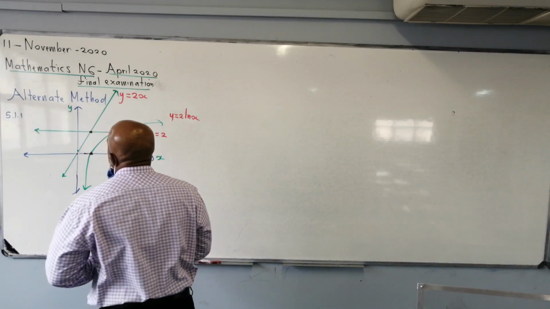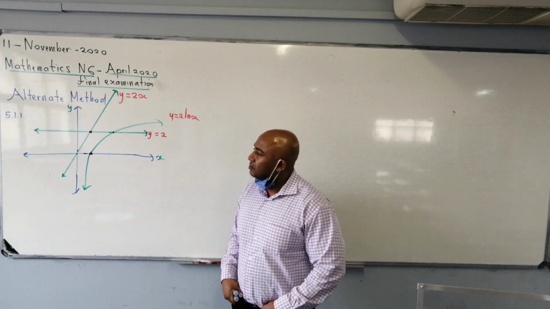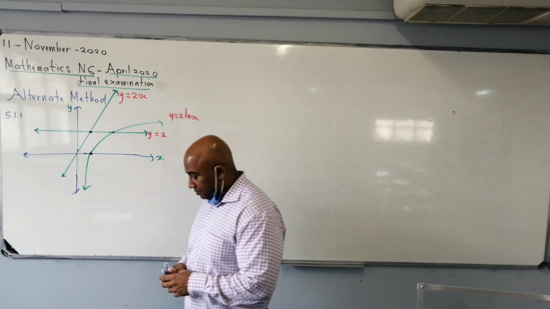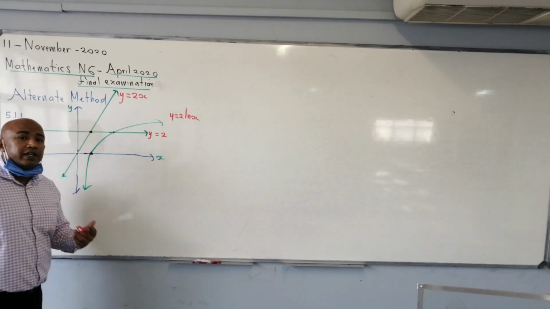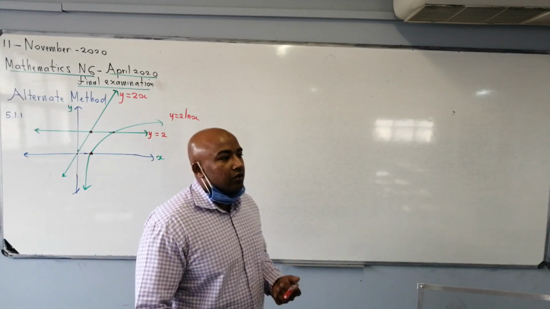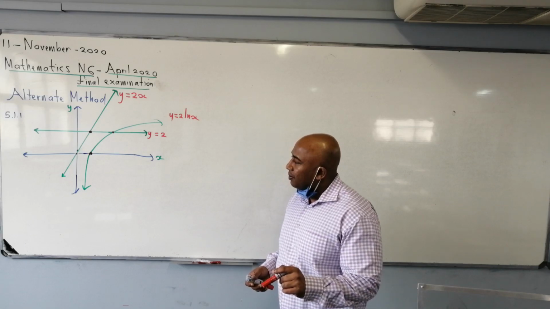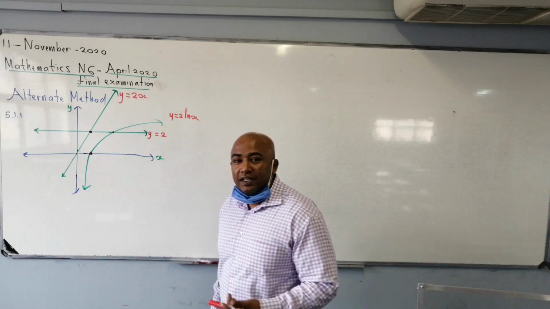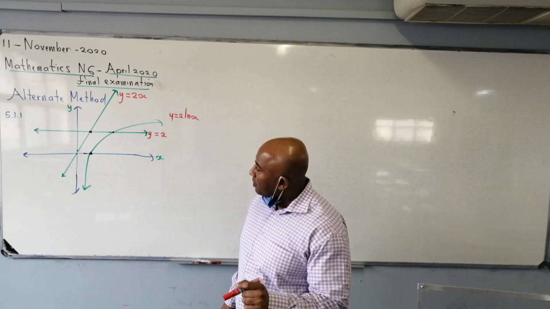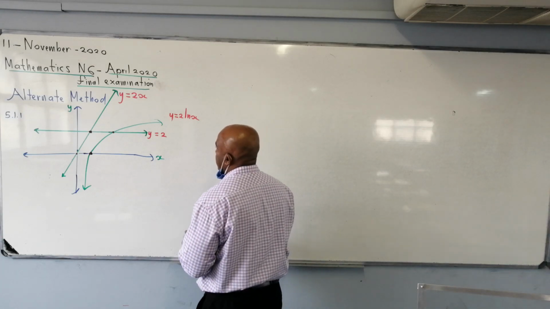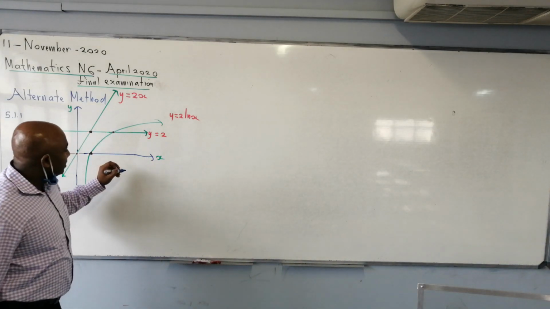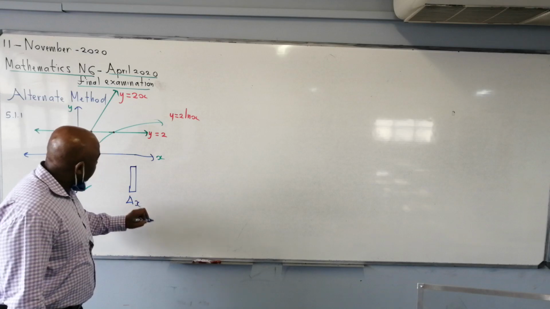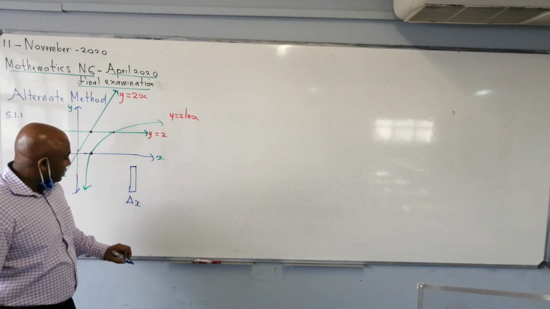Okay, let's have a look at question 5.1.1, which we just did previously. Now, let's look at an alternate method. Previously we used a representative rectangle with a breadth of delta y. Now, what happens if you use this type of rectangle? So if you use a rectangle with a breadth of delta x.